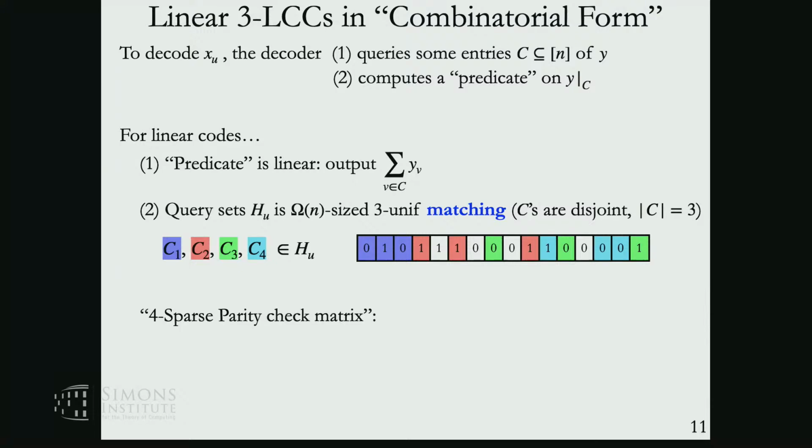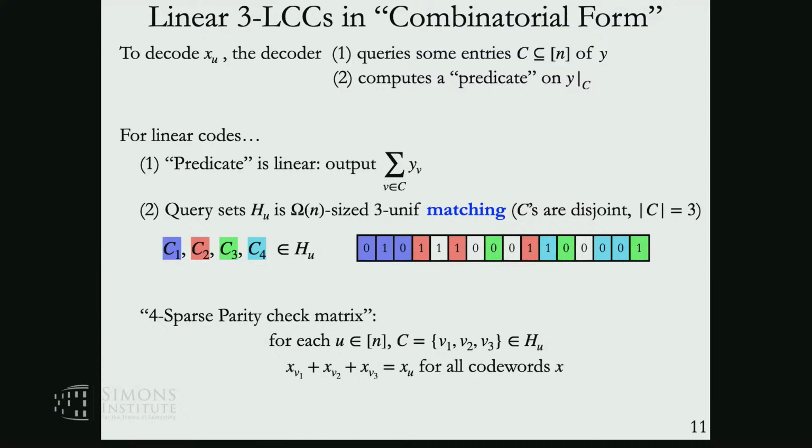You can view this as saying that the parity check matrix of this code is some 4-sparse matrix, where these equations give you the parity check matrix. For each choice of u and each hyperedge c, I add this constraint: x v1 plus x v2 plus x v3 equals x sub u, for all code words x. And this is my parity check.